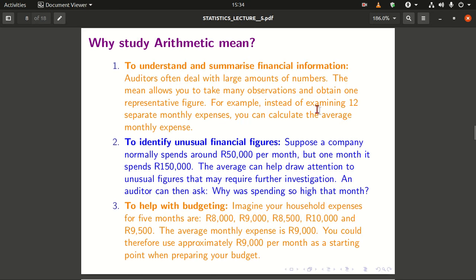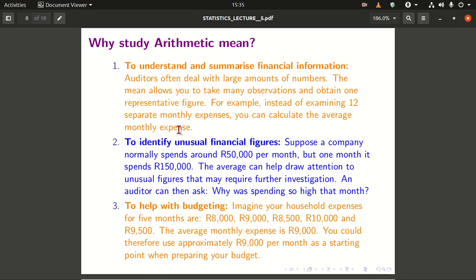So instead of examining 12 separate monthly expenses, you can calculate the average monthly expense and then say that on average, this is how much we are spending every single month. I hope this makes sense. The second reason is you want to identify unusual financial figures.